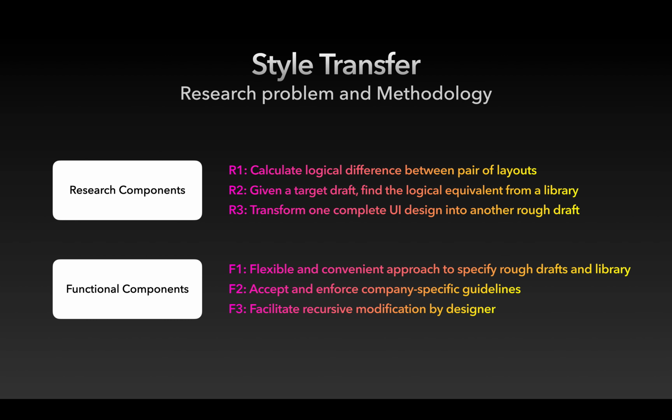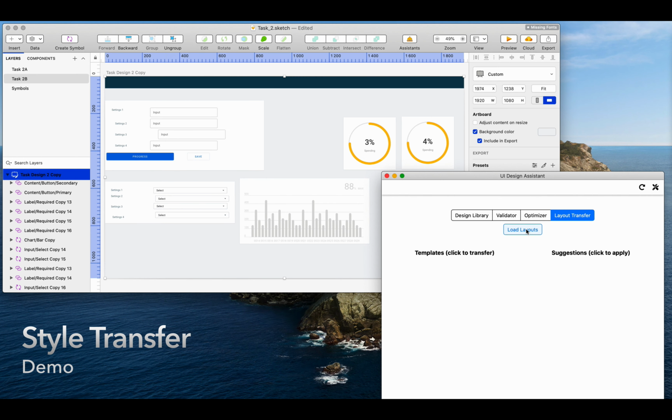Finally, we allow a recursive modification by the designer, as in designer can go in again, make some changes, add some more components and again find the equivalent from the library and apply the design again. No problems, this is a recursive process. Let's look at how it works.